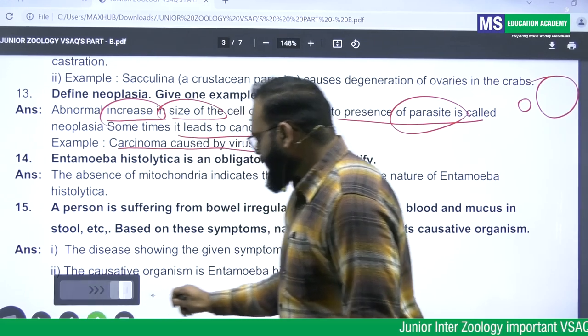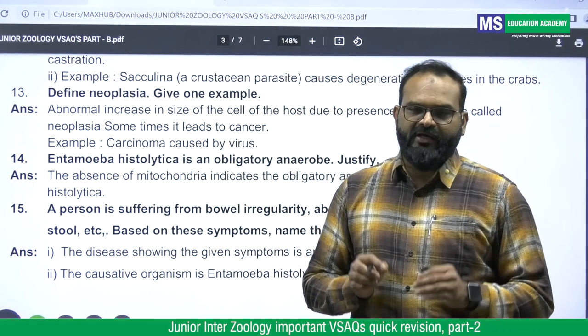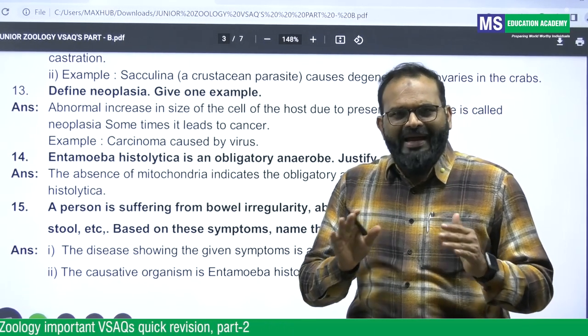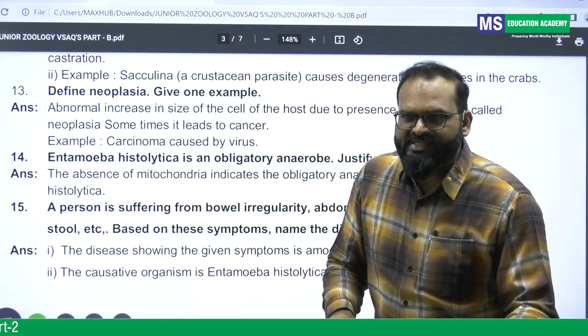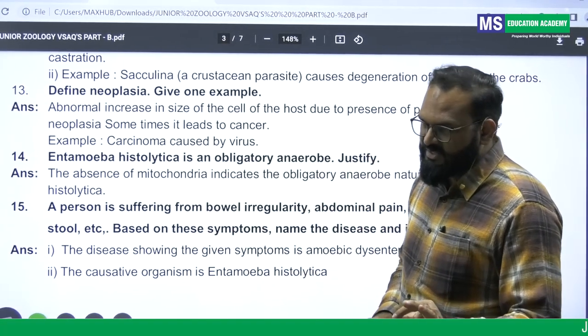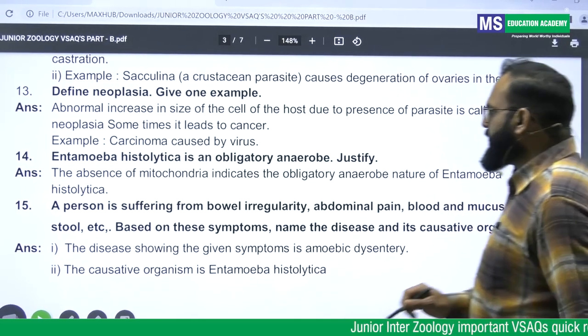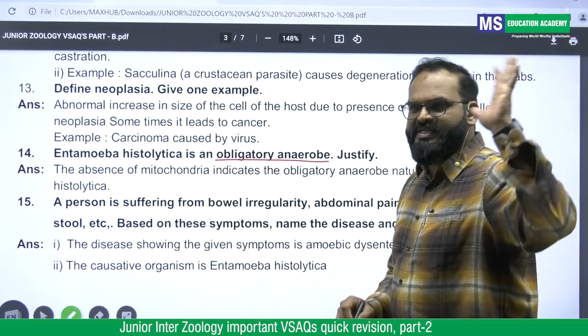Right, students. Entamoeba histolytica is a topic on which you can expect a mandatory or guaranteed question, either VSAQ or 4 marks. With my experience, I am saying this. Entamoeba histolytica is an obligatory anaerobe, compulsory anaerobe.